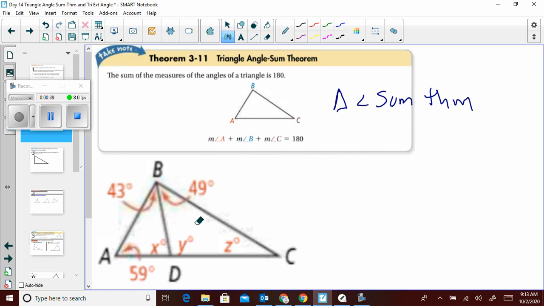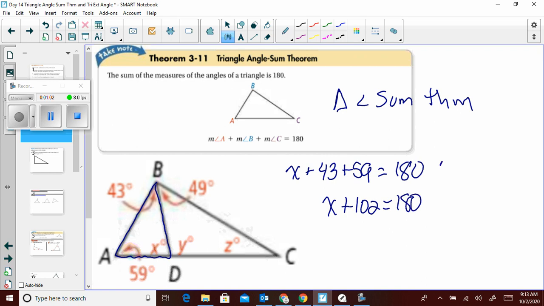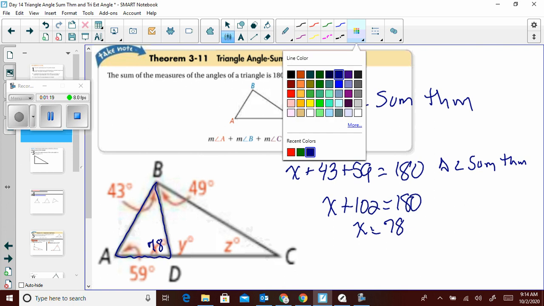So let's look at this triangle here. There are actually three triangles: this smaller triangle, and the larger triangle. Let's look right here at this triangle. This says x plus 43 plus 59 is 180. x plus 102 is 180. This is by the triangle angle sum theorem, and anytime you set up an equation, you have to tell me why. So x is 78 degrees.